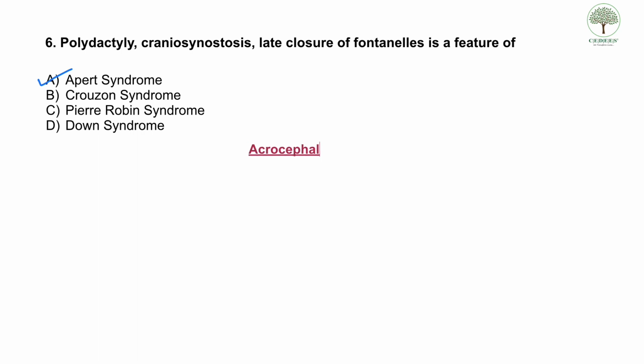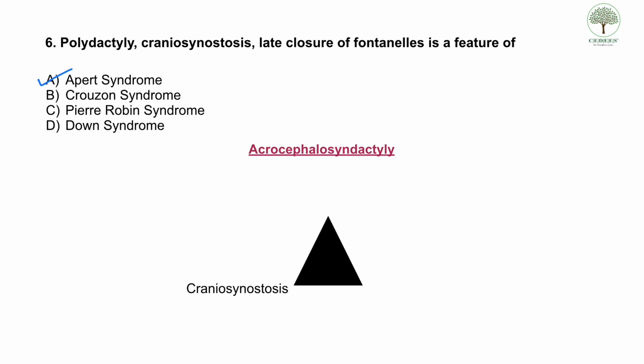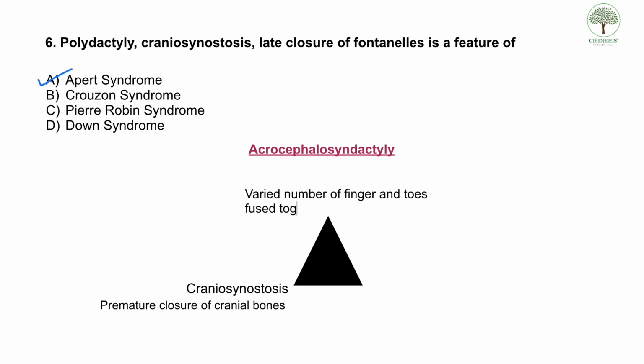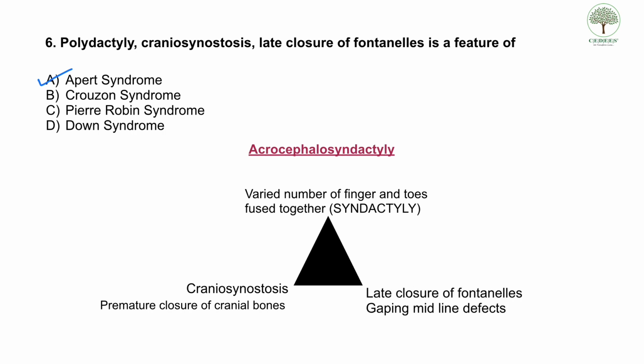It is also known as acrocephalosyndactyly. So as the name suggests, there is craniosynostosis, that is premature fusion of cranial bones resulting in abnormal skull shape. Polydactyly and syndactyly, that is varied numbers of fingers and toes are fused together, resulting in sock feet and mitten hands. And we also see a late closure of fontanelles along with gaping midline defects. So the correct answer here is Apert syndrome.